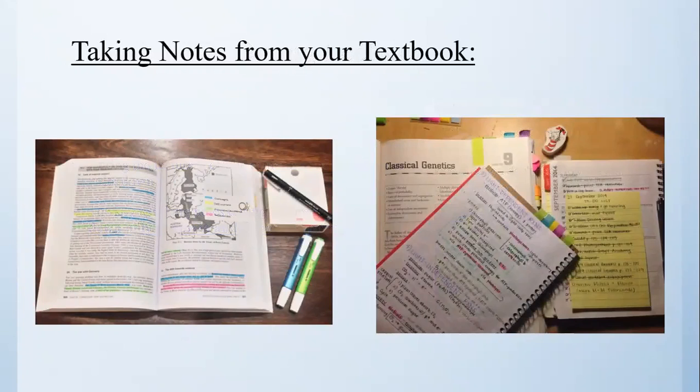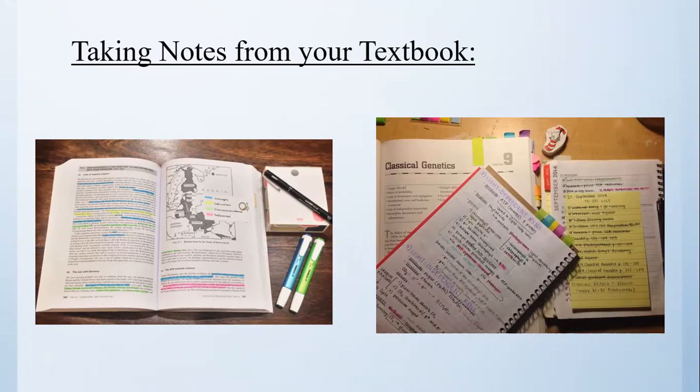Now we've made it to the last strategy, taking notes from your textbook. It is important to know that copying down information from your textbook is not a strong strategy for learning material. Instead, you'll want to try out strategies such as taking notes from memory. This includes reading through the sections of your textbook and following up by thinking about what you just read and taking notes from your own memory.